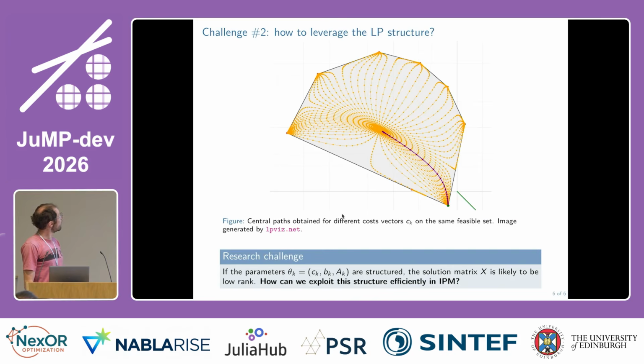The second topic is more mathematical. It's more for the people who are more familiar with IPM, and it is how to leverage the LP structure. By the LP structure, I mean we know that if you solve the LP with IPM, the central path has a given structure. So here Michael has developed a very nice website. If you want to have a look, it's lpvs.net. You just specify a small LP in 2D, and the website plots the central path you can get using an IPM.